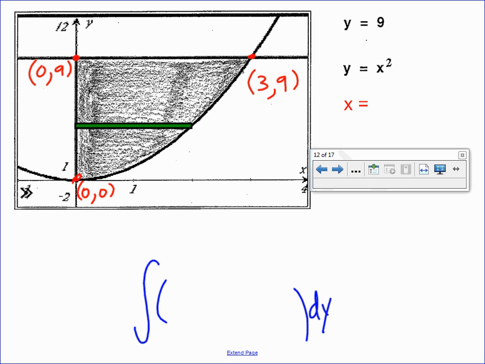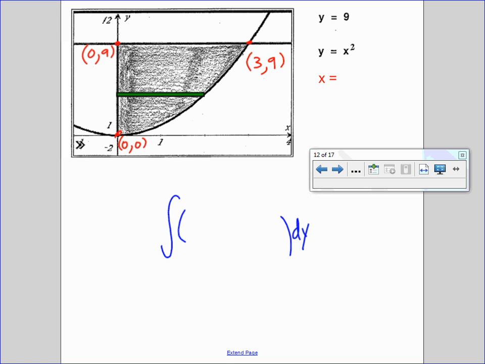Now when integrating with respect to y, my limits should be y values. Go ahead and tell the class my y value limits now as we scan the region from bottom to top. Sophia? 9 and 0. So which is what? 0 up until? Absolutely, thank you. Those are y values and we're scanning from bottom to top, right?